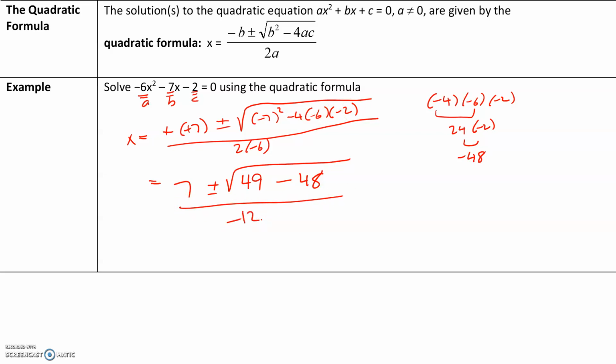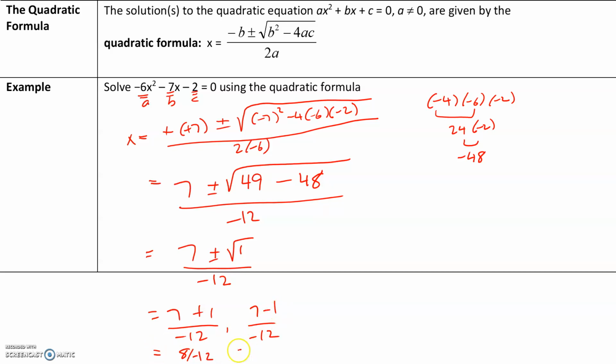So if we continue on with this, we're going to get 7 plus or minus the square root of 1. 49 minus 48 is 1, divided by negative 12. We know that radical 1 is 1, so this gives us 7 plus 1 over negative 12, and 7 minus 1 over negative 12. We split this up into two separate expressions, one for the plus, one for the minus. So 7 plus 1, that's going to be 8 over negative 12, and 7 minus 1, that's going to be 6 over negative 12.